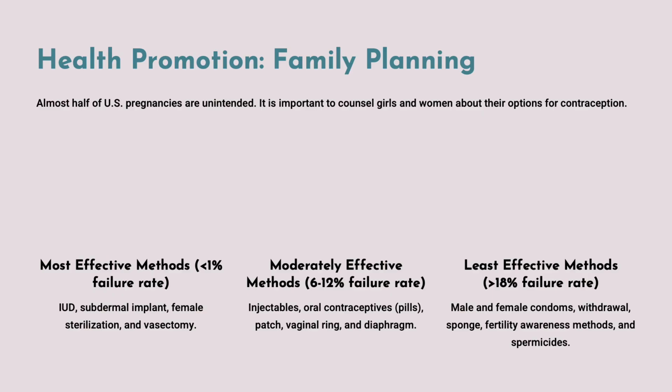The most effective methods means that they have a less than 1% failure rate. This includes an intrauterine device, a subdermal implant, female sterilization, as well as vasectomy. Pills and injectables are actually just moderately effective, including vaginal ring as well as the diaphragm. And lastly, the least effective methods with very high failure rates are male and female condoms, withdrawal, sponge, fertility awareness methods, and spermicides.